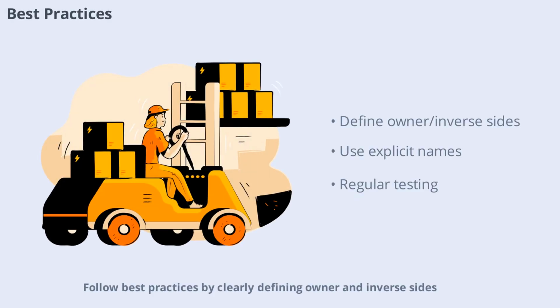Follow best practices by clearly defining owner and inverse sides, using explicit column names, and keeping your entities focused. Regularly test your endpoints and review your database schema to ensure everything is working as intended. Good design and testing lead to robust, maintainable applications.